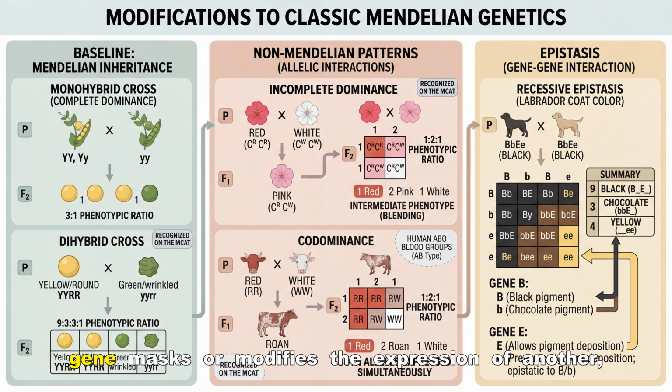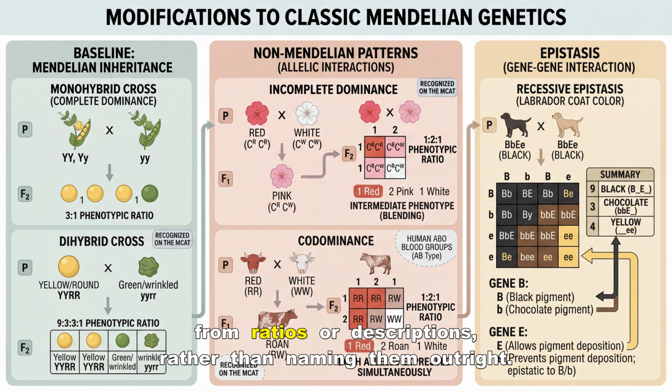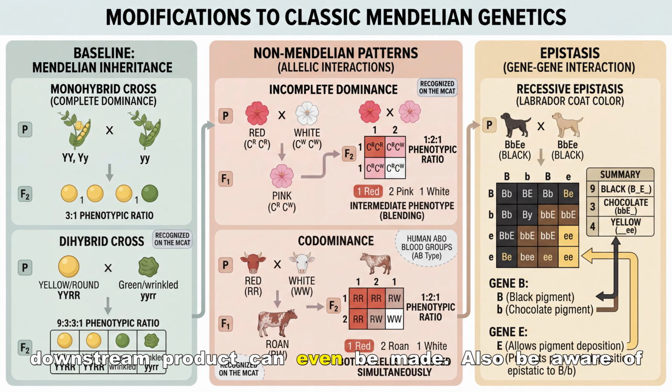Epistasis occurs when one gene masks or modifies the expression of another, producing altered ratios like 9:3:4 or 12:3:1. For example, in Labrador coat color, one gene controls pigment production and can mask the color gene entirely. The MCAT often tests your ability to identify these patterns from ratios or descriptions, rather than naming them outright. Connect this to biochemical pathways. Epistasis frequently reflects upstream enzymes controlling whether a downstream product can even be made.